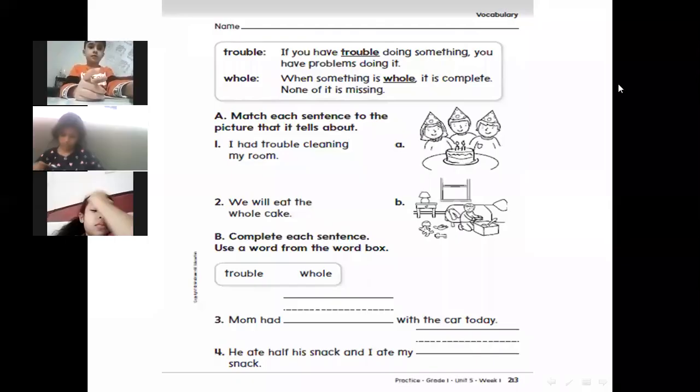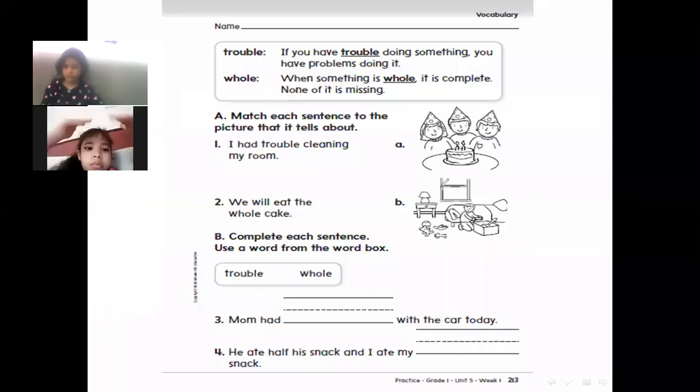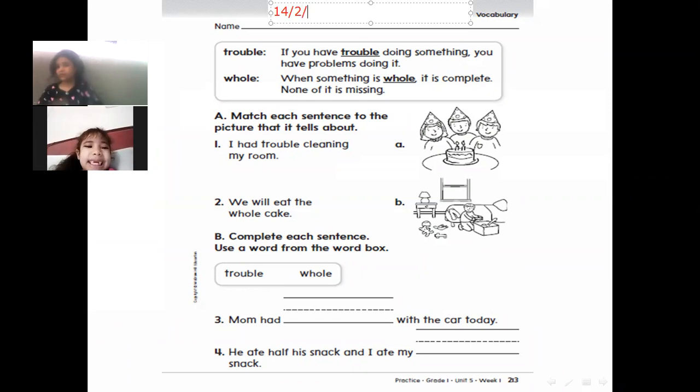So now turn your page. Page number 213. Turn your page, you're going to find 213. And let's write the date. Today is 14/2/2021. Stop, Elaine. Stop doing that. Okay. So let's see those words.